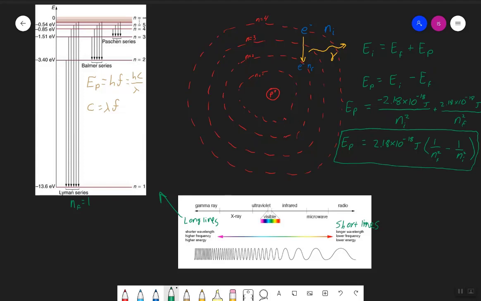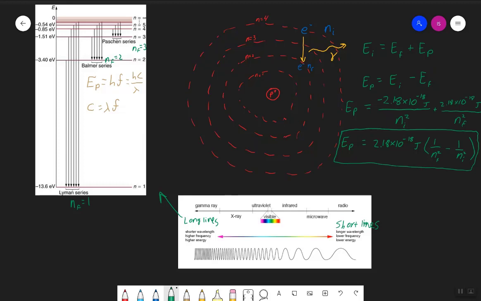Okay? Because the Balmer series is when n final is 2. Right, the Balmer series, n final equals 2. And then the Paschen series is n final equals 3. And I think there are names for the other ones, but right now these are the ones that we're focusing on.